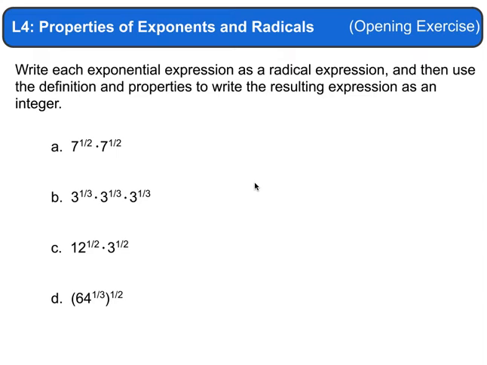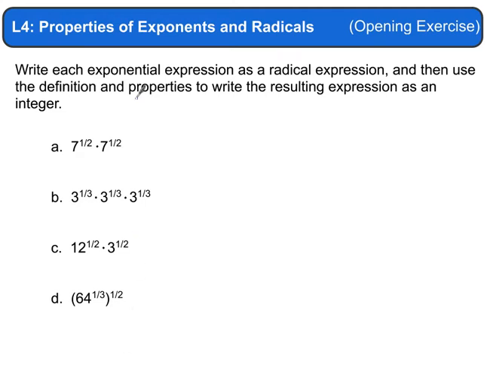Lesson 4, properties of exponents and radicals, is going to continue to see our development in the relationship between the two. So in this opening exercise, they want us to write each exponential expression as a radical expression. So even though we may not need it to solve it, they want us to do that, and then use a definition and properties to write the results as an integer.